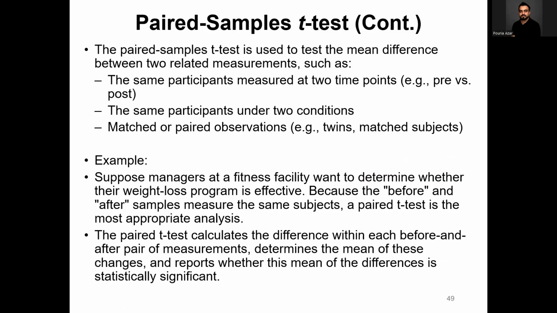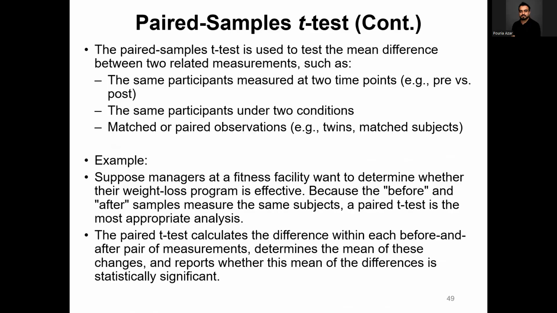So the paired samples t-test is used to test the mean difference between two related measurements, such as pre and post, or if we have twins or matched subjects. For example, suppose managers at a fitness facility want to determine whether their weight loss program is effective. Because the before and after samples measure the same subjects, a paired t-test is the most appropriate analysis here.